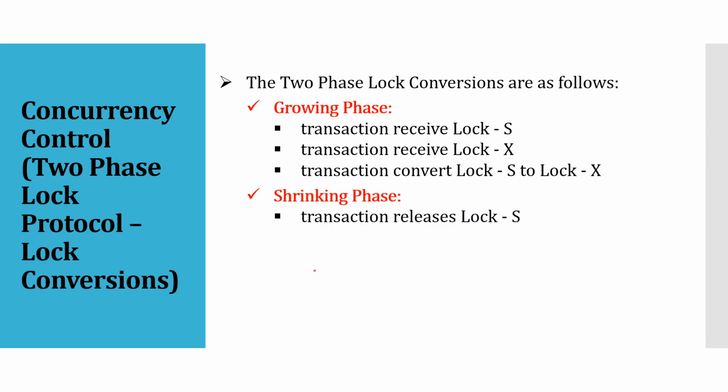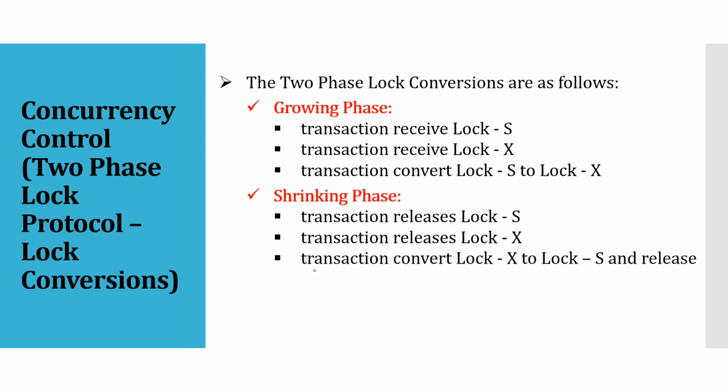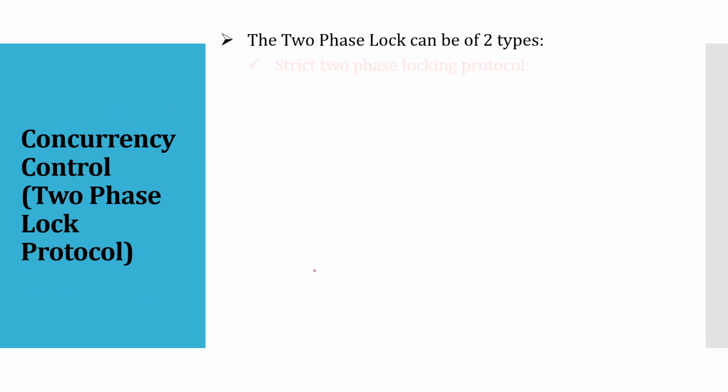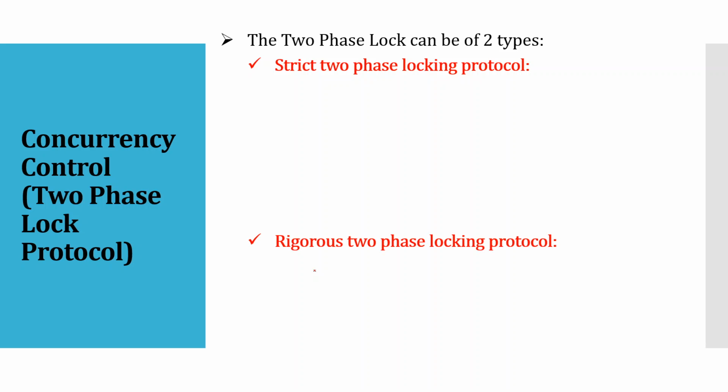Similarly, in the shrinking phase, you will release all the locks. If you have converted any particular lock, then you will convert that lock back to its initial state and then release it. So if you have converted lock S to lock X, then first you will convert lock X to lock S and then you will release that lock. Right, so two-phase locks are of two types: strict two-phase and rigorous two-phase.